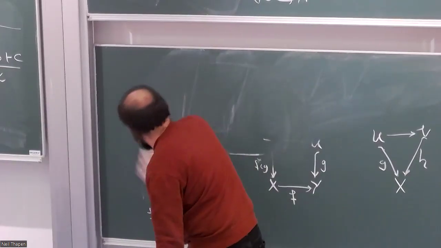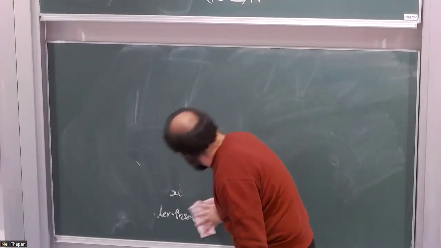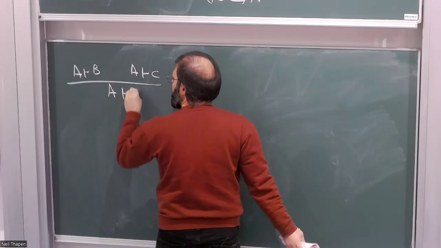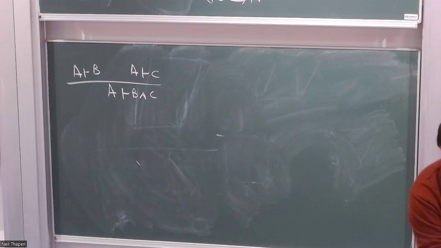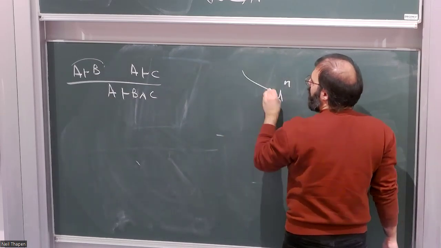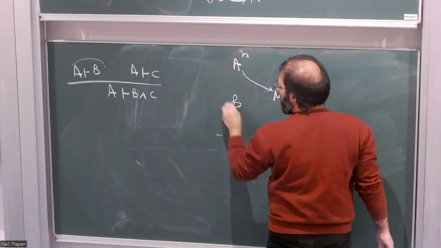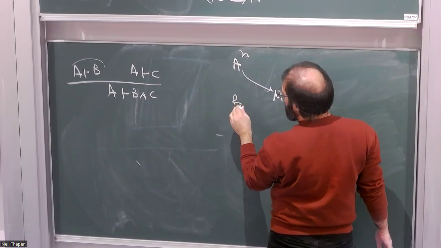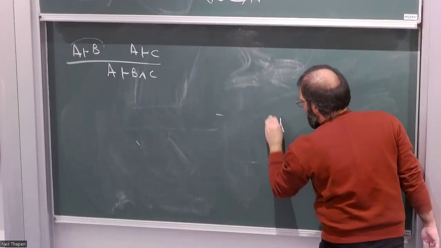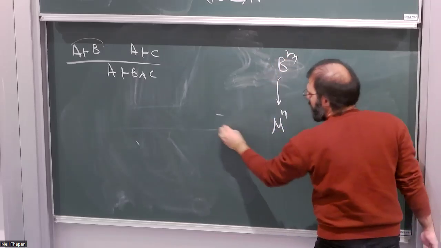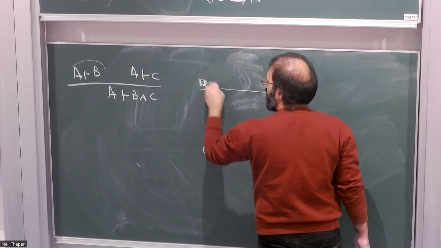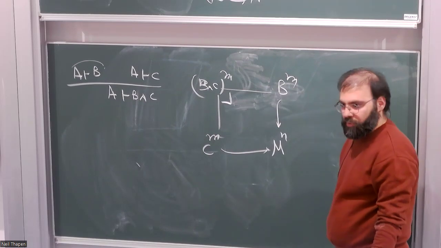Let's say something about the conjunction. If you have A proves B, and A proves C, you have A proves B and C. How do I know that? By the definition of the pullback, right? If you interpret this, it would be m to the n, this is b, this is c, and this is just a conjunction, right? By definition, this is a pullback square.